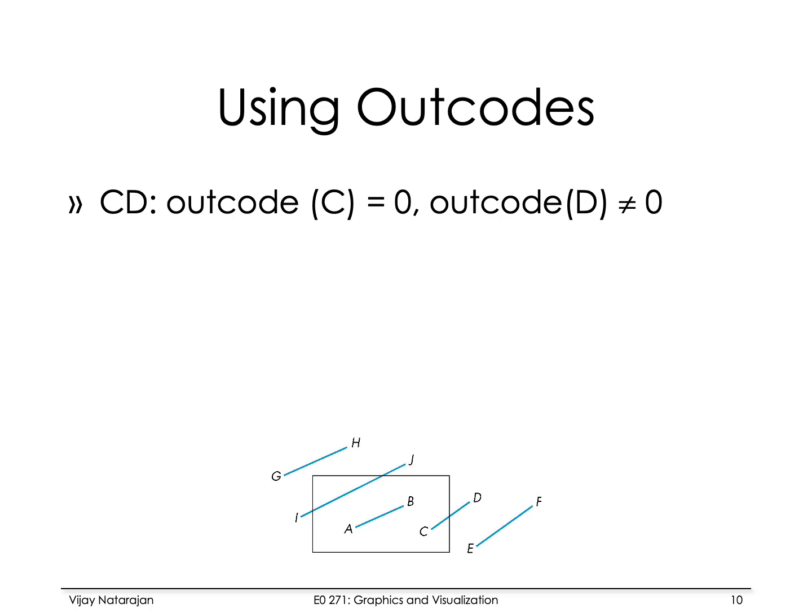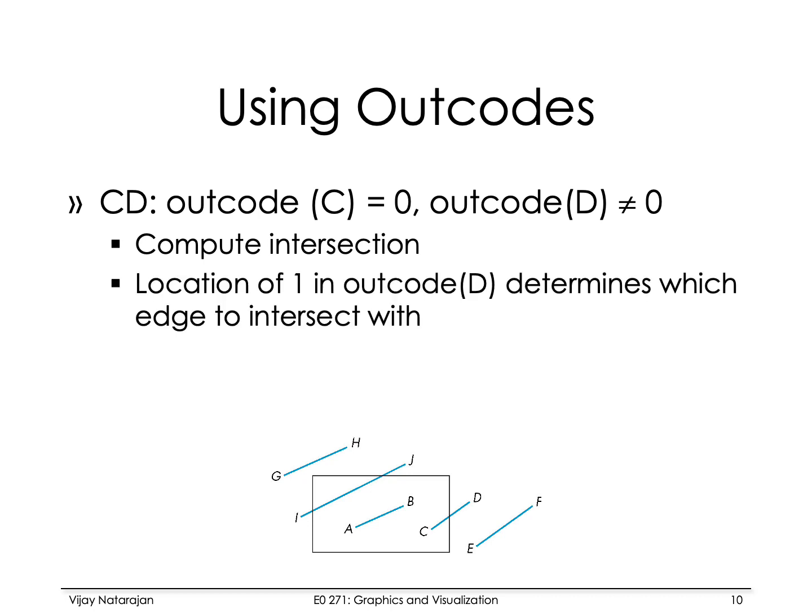The second case is, let's say, something like CD, where one of the outcodes is 0 and the other is not 0. The way you proceed with this is you want to find the intersection point. Who do you intersect with? You decide which line to intersect with by looking at the 1 in the outcode of D. In the case of CD, we will intersect with x equals x max.